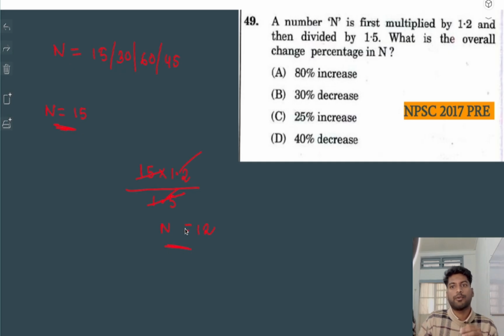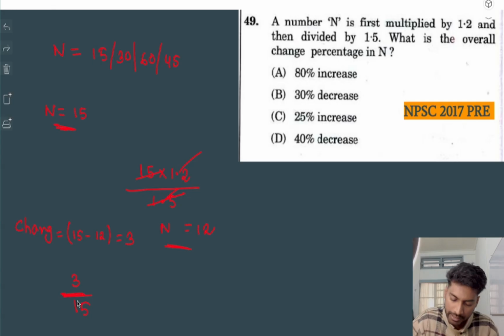So they are asking what is the overall change in percentage. But in real terms, what is the change? Not in percentage. First it was 15, now it became 12, so the change is 3. How to get the percentage? A change of 3 happened out of 15. The number was 15, but after that 3 reduced. So from where did the change happen? From 15.